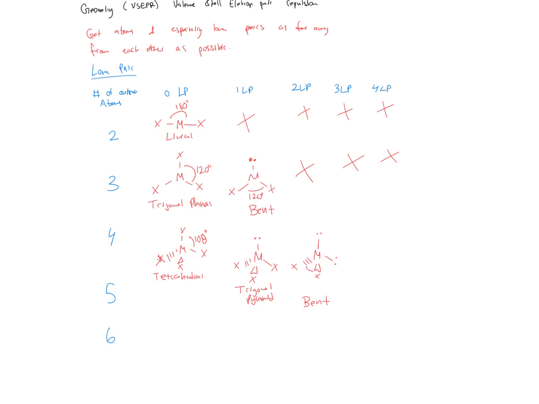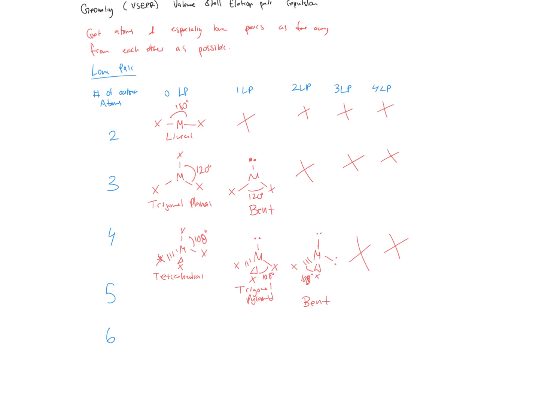And this angle here is about 108 degrees. And so you notice the distance between all of my atoms on the outside stays the same, despite the fact that the name of the geometry changes a little bit. And again, I can't have 3 lone pairs or 4 lone pairs in the case of 4 atoms on the outside.